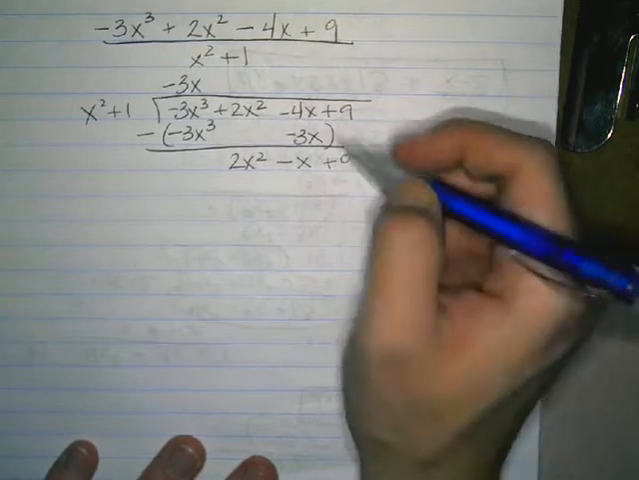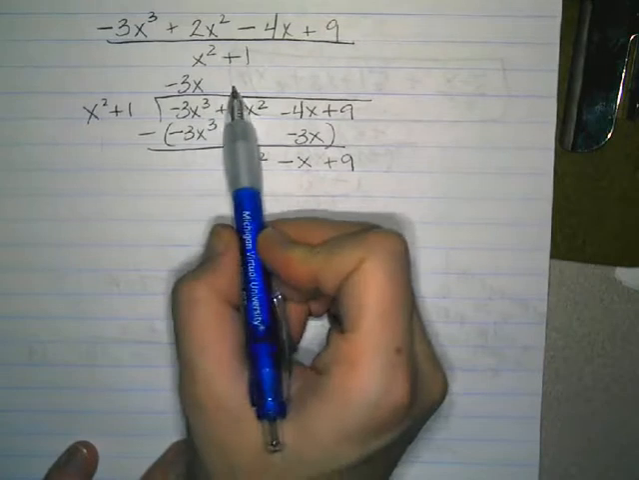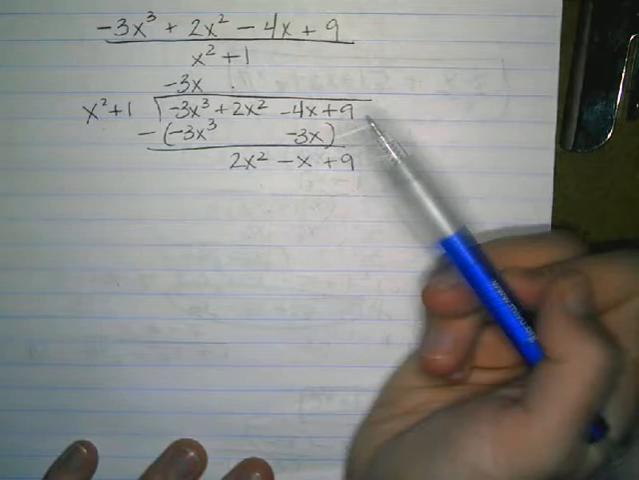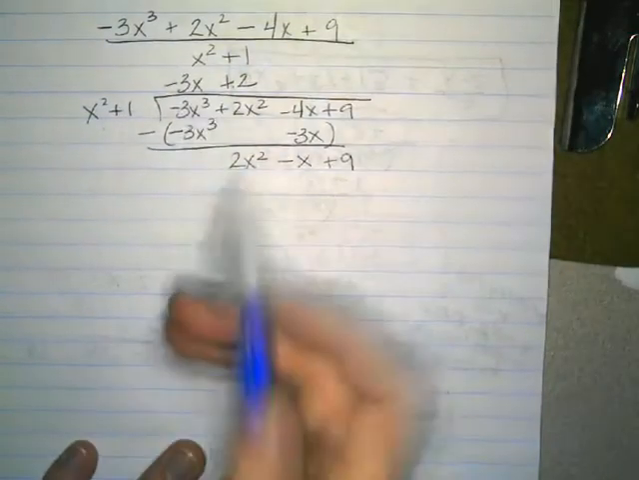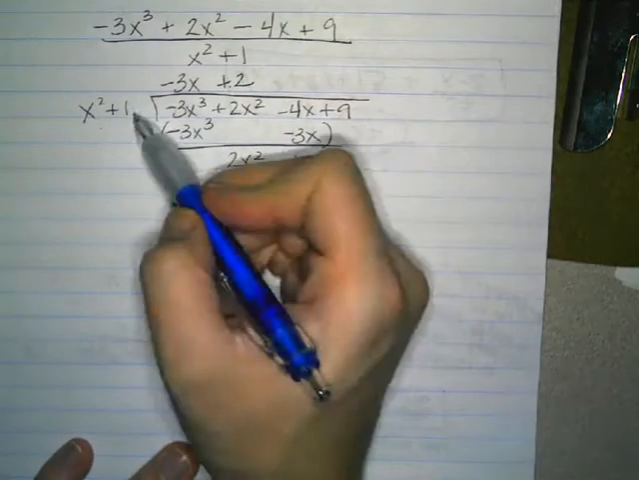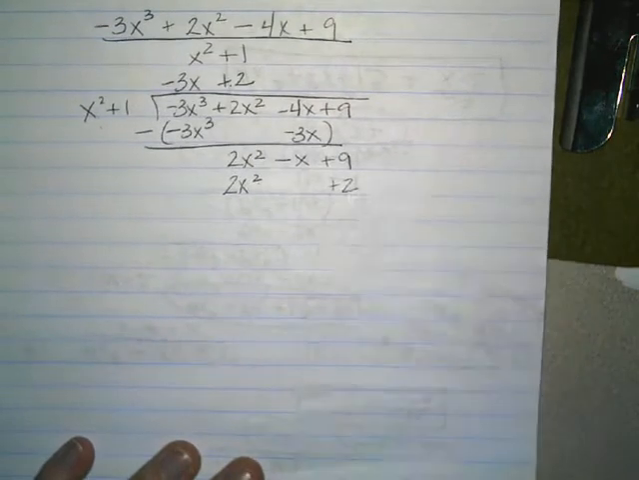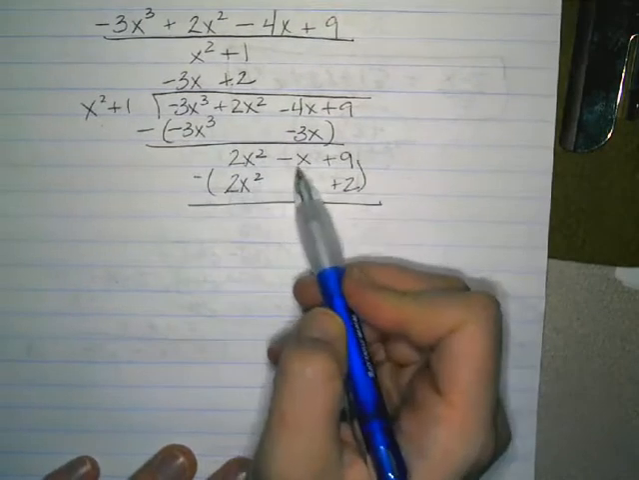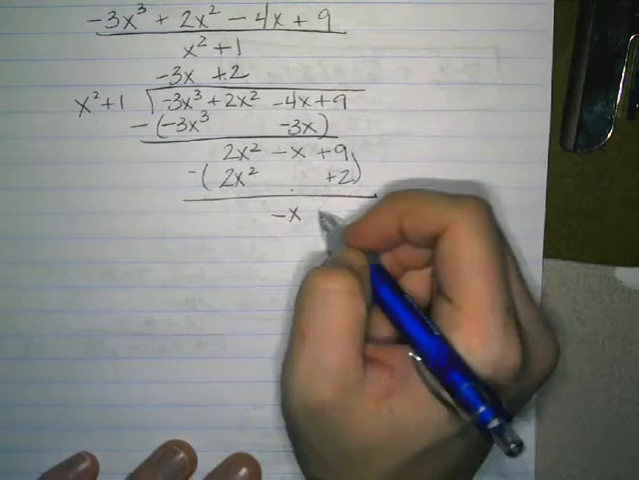All right. Then you go back up to the top. What times x squared gives me 2x squared? Well, that would be 2. So 2 times x squared gives me 2x squared. 2 times 1, because you can't forget about the 1. 2 times 1 is 2. So I'm going to line it up with the 9. Subtract again. First terms cancel. Negative x minus nothing, still negative x. And 9 minus 2 gives me 7.